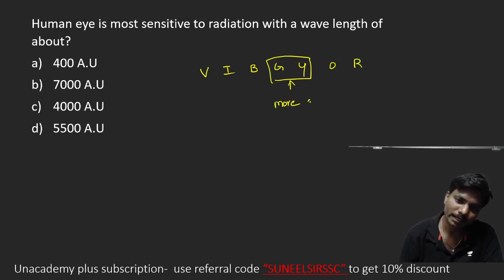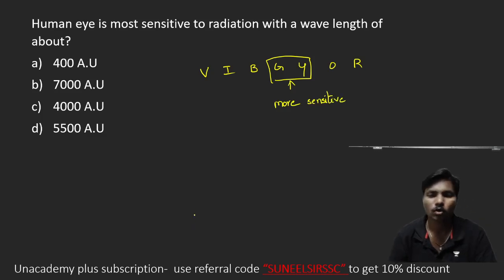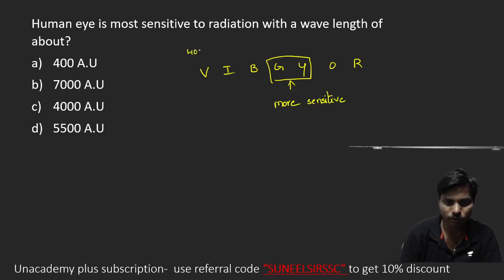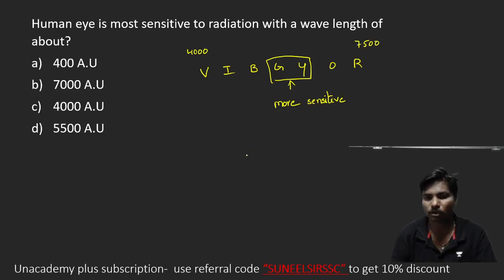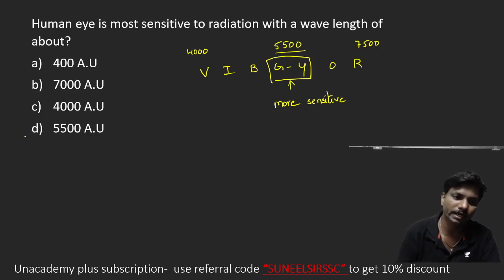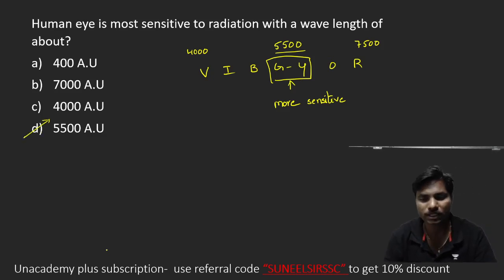Our human eye is more sensitive to these colors. So this is 4000, this is 7500 or 7000, and in between these two we have 5500. The greenish yellow color has 5500, and our human eye is more sensitive to this wavelength.